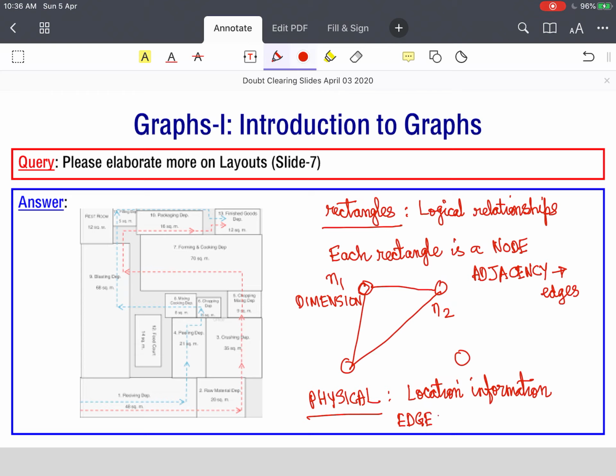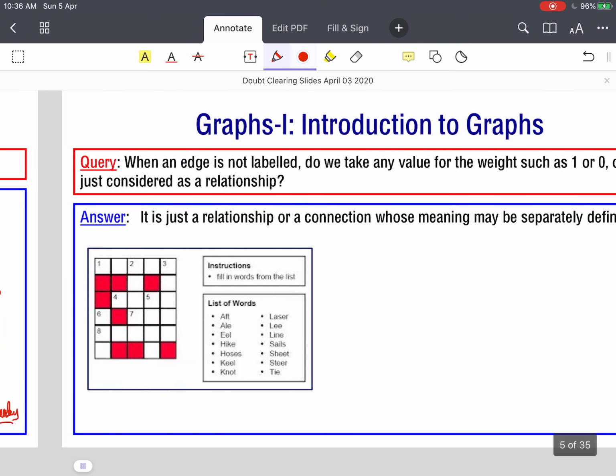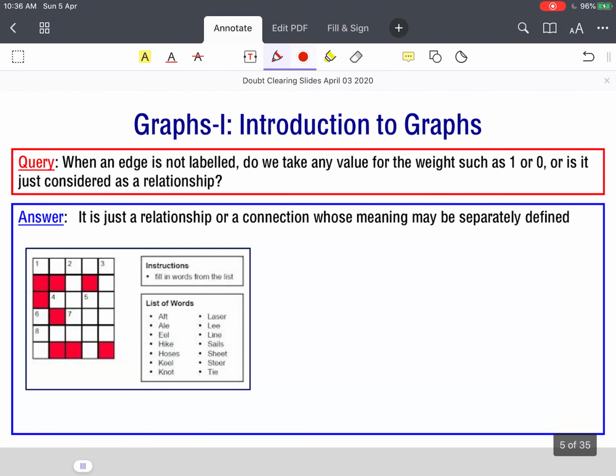And once we have the center coordinates, we may have edges to demarcate something else. For example, in between these two rectangles, there may be a passage. Suppose this is a room. Between these two rectangles, there may be a passage, which means they are joined to each other, as we had mentioned in the original lecture. So the edges may mean they have a joining, or they have a common boundary, and so on and so forth. This is how we represent layouts as graphs. We could do them as a logical layout, or as a physical layout.